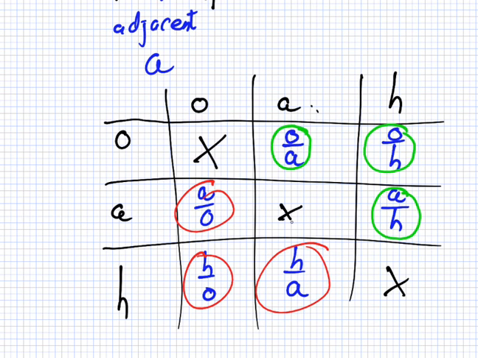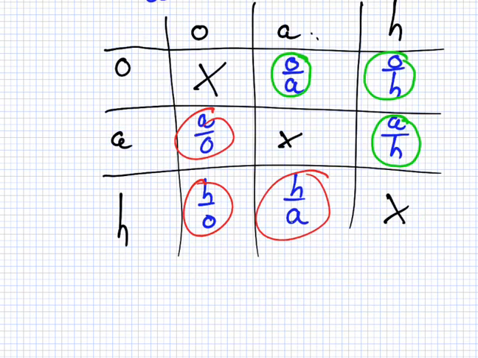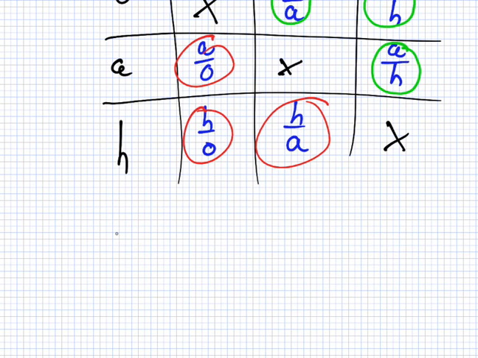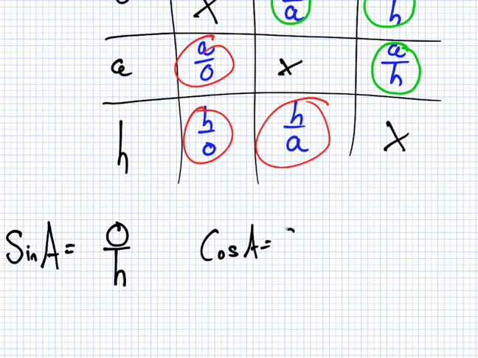So the 3 fractions in green, they have special names. When you compare the opposite with the hypotenuse, that's called the sine of angle A. And when you compare the adjacent with the hypotenuse, that's called the cosine of angle A. And when you compare the opposite with the adjacent, that's called the tangent of angle A.